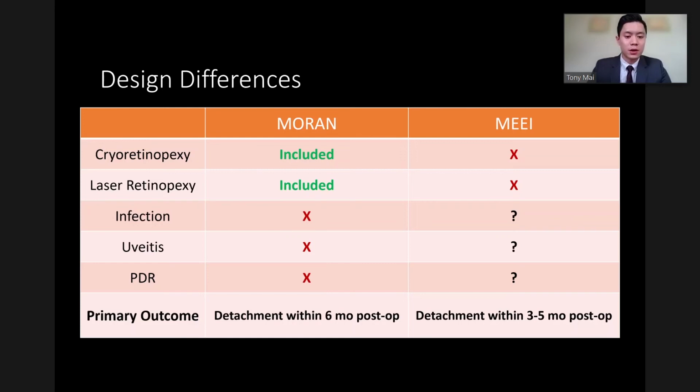For our primary outcome, we looked at if there was detachment within the entire 6 month post-op, while the Harvard study only looked between 3 and 5 months. And we did this because we also wanted to include patients that had early re-detachment too, while theirs did not.